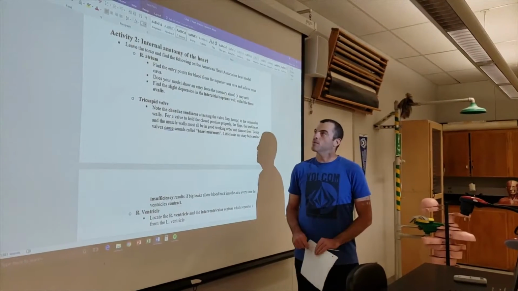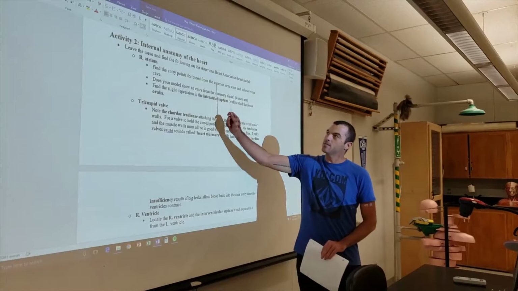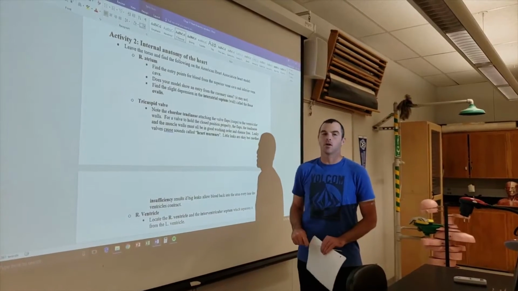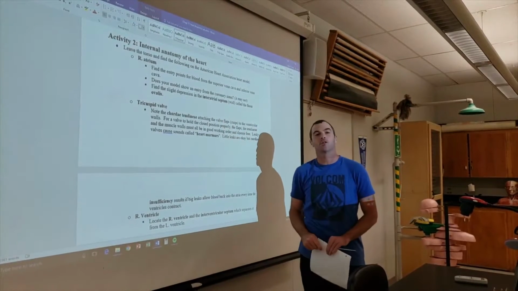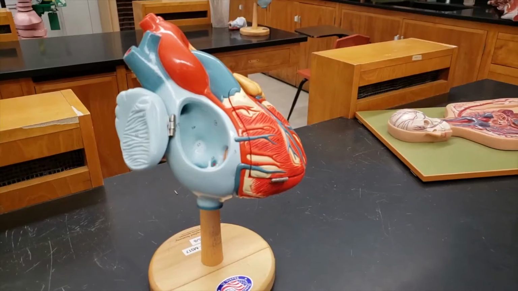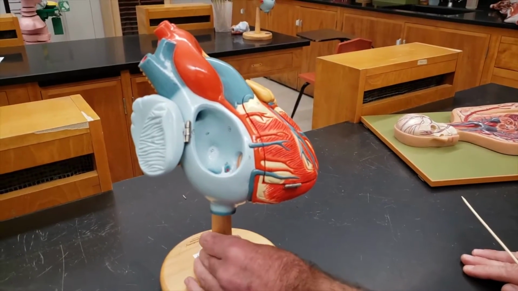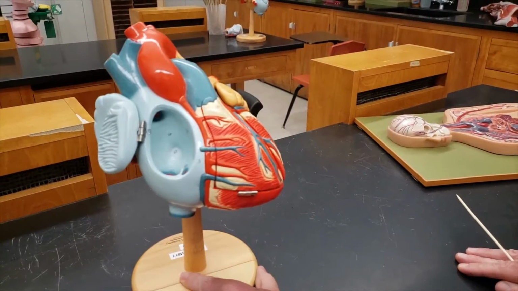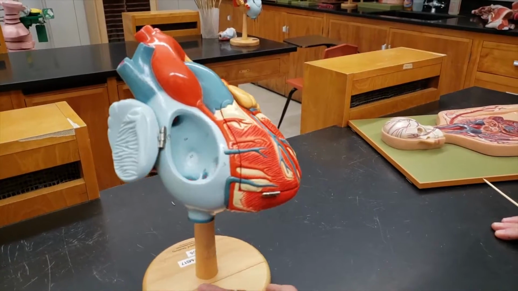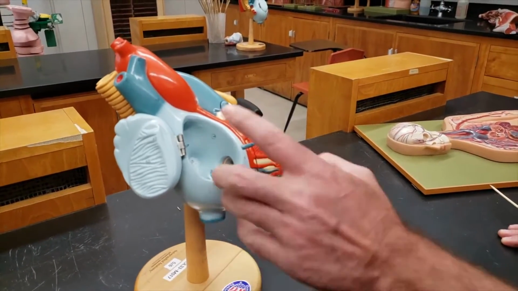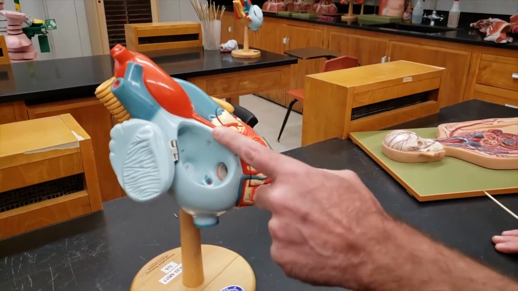All right, to continue where Professor Ganser left off, we're going to go to Activity 2, the internal anatomy of the heart, using our very well-constructed American Heart Association heart model. All right, here we are with our American Heart Association heart. We're in Activity 2, internal anatomy of the heart. And the first structure or chamber we're going to look at right here is the right atrium.